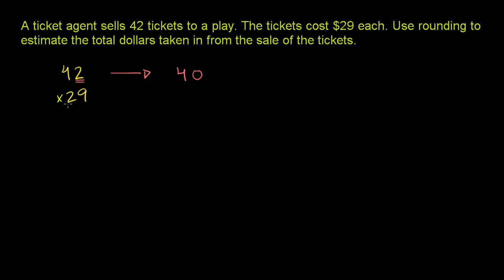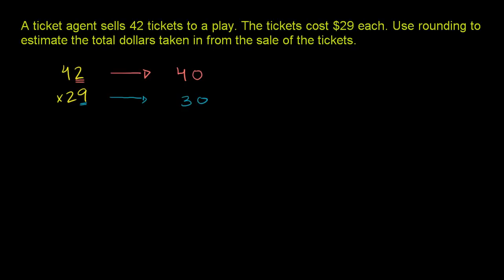29, if we round to the nearest 10, 9 in the ones place is greater than or equal to 5. So we round up. The nearest 10 is 30. And another way to think about it, just say, well, 42, that's pretty close to 40. 29 is pretty close to 30. Those are literally the nearest multiples of 10 that I can figure out.